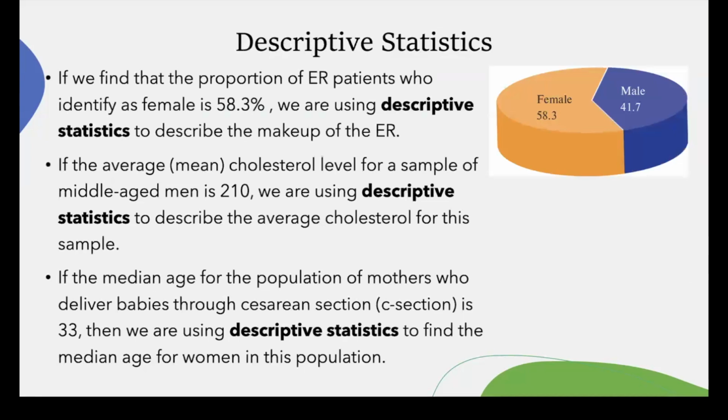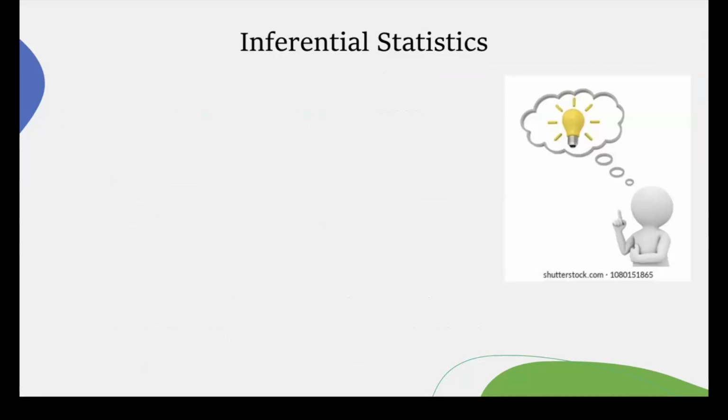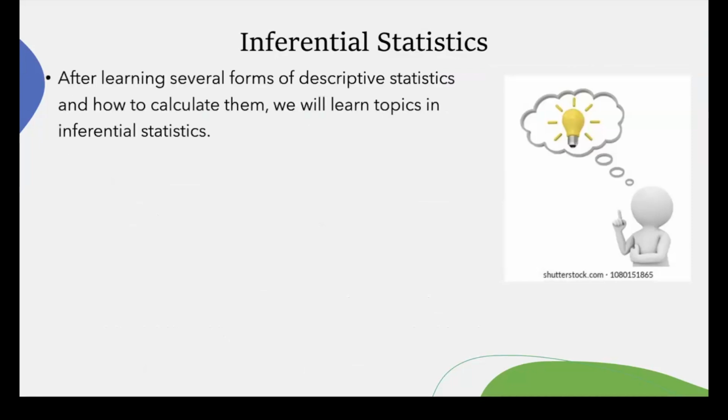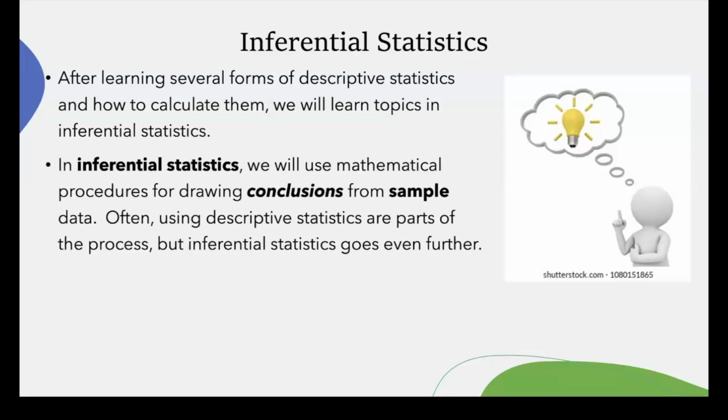So if all these things that you may have come across in your life are descriptive statistics, what is not descriptive statistics? Well, it's not necessarily what's not descriptive, but inferential statistics. What it does is it takes what you've already seen in descriptive statistics, but it takes it a step further. After we learn several forms of descriptive statistics and how to calculate them, we are going to jump into inferential statistics. What we do is we use mathematical procedures to draw conclusions from the sample data.